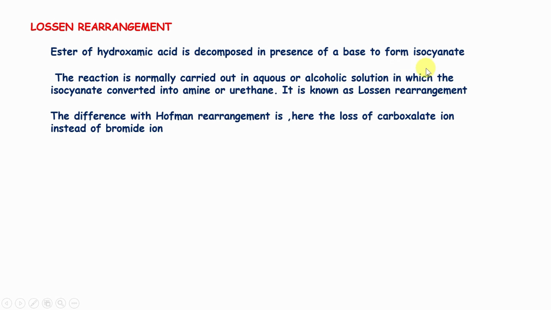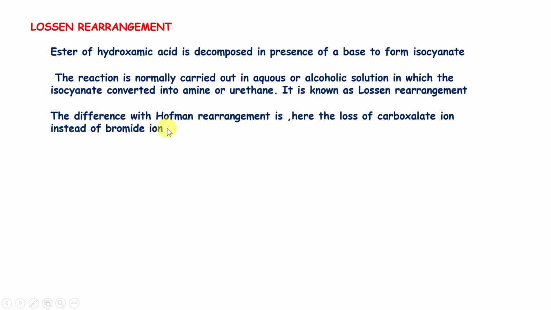You can see in all these three reactions, Hofmann rearrangement, Curtius rearrangement, and Lossen rearrangement, the isocyanate is the intermediate, or the formation of isocyanate is important. The reaction is normally carried out in aqueous or alcoholic solution, in which the isocyanate is converted into an amine or urethane. It is known as Lossen rearrangement.